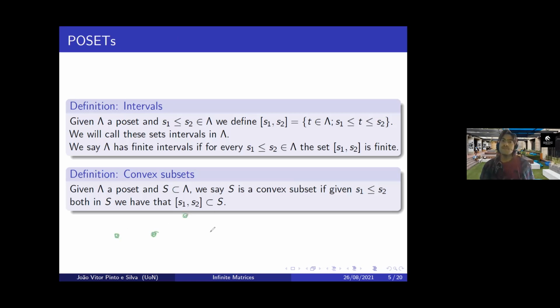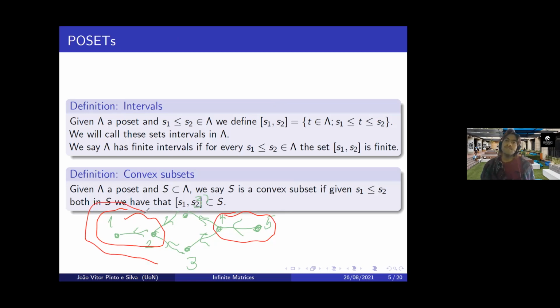Here I will draw a simple poset. Here we have 1. Here I will call this element 2. Here I have 3. Here I have 3 prime. Here I have 4, and here I have 5. So as you can see, there are some easy posets. You have 1, 2, and 4, 5. These are intervals. 1, 2, 3 as well will be an interval. 1, 2, 3 prime will be an interval.